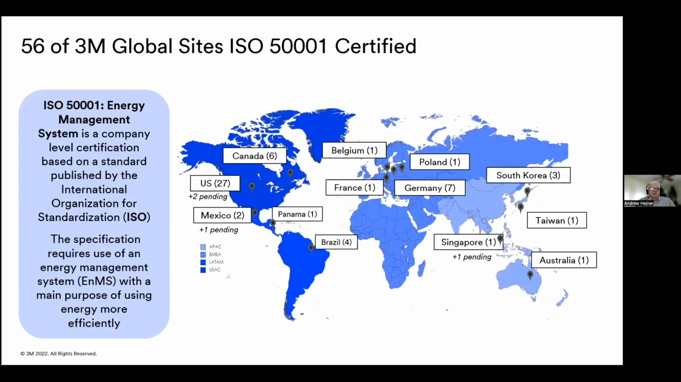And the vehicle to do that is ISO 50001 and Superior Energy Performance Program. And we have right now 56 sites globally certified to ISO 50001. The system is a company level certification based on a standard published by the International Organization for Standardization, ISO. And as you can see, the most of implementations are in North America.